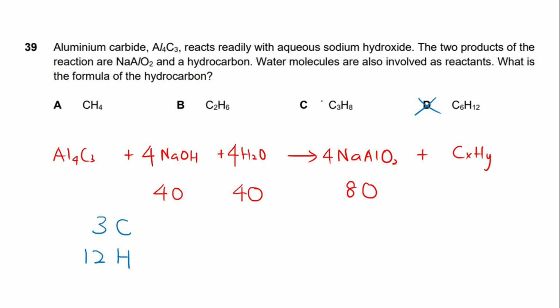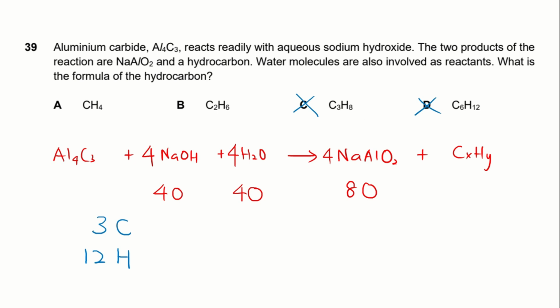Molecule in C is a propane. The hydrocarbon that is produced from this reaction could not be a propane because we need to have 12 hydrogen atoms in the hydrocarbon. In a propane molecule, there are only 8 hydrogen atoms. So C is not the answer. Now we look at the answer in A and B.